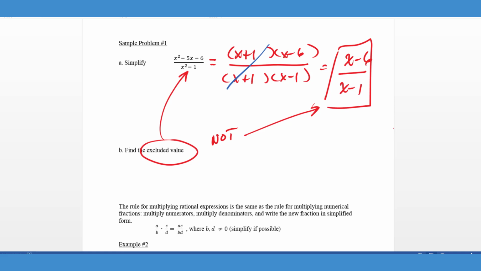Okay, so basically we need all of the values that make this rational expression undefined. The way that you can do that is just set the denominator equal to 0. Now, most of you should probably be able to just quickly figure this out in your head, but if you needed to actually do this mathematically, you could just set the denominator equal to 0 and then solve for x. And we get plus or minus 1 as the excluded values. Notice that if we would have only done it on the simplified version, we would have missed one of the excluded values. Alright, so that's a quick introduction to simplifying rational expressions.